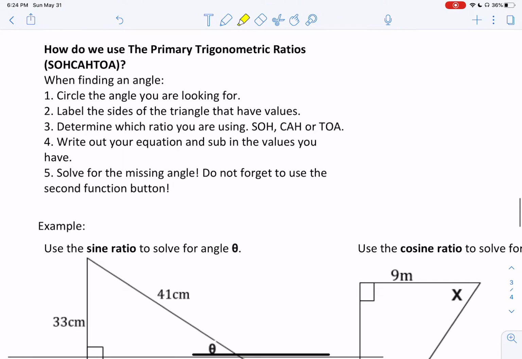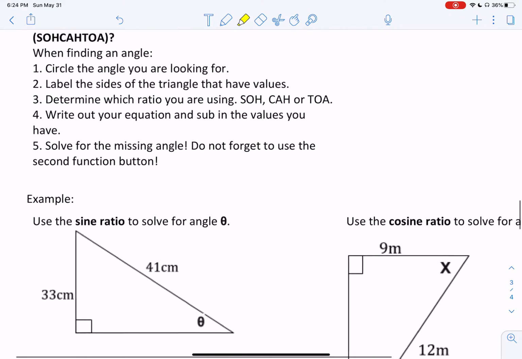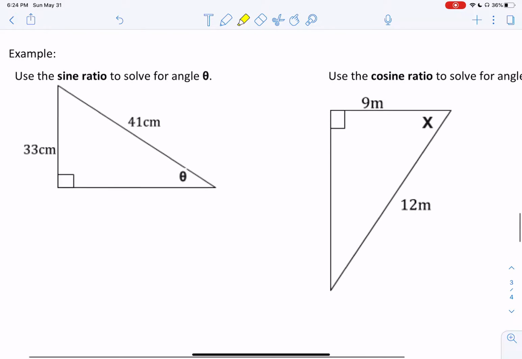Okay, so we found some sides. Now let's find some angles. When we're finding an angle, the setup is very, very similar. The first few steps are exactly the same. The only thing that changes are steps near the end. All the steps are listed for you there, but I find it's easier just to learn by an example.